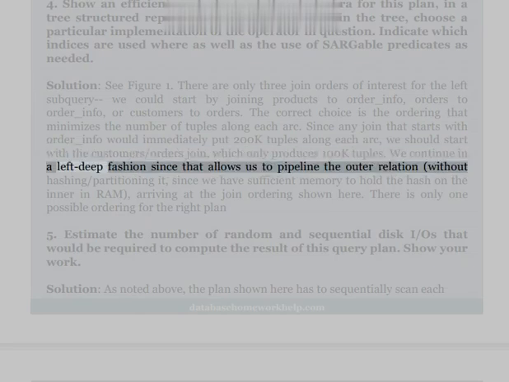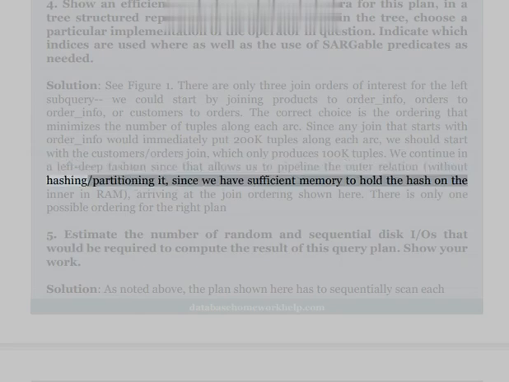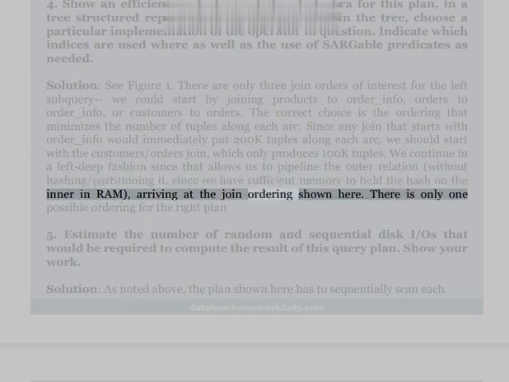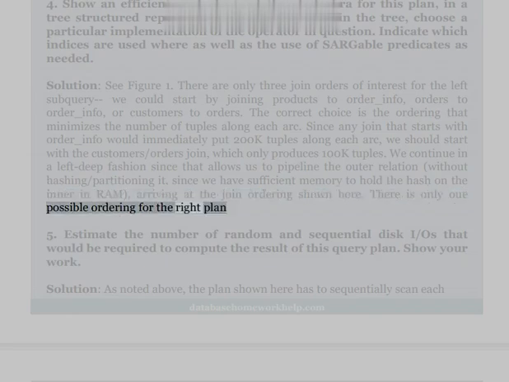We continue in a left deep fashion since that allows us to pipeline the outer relation, without hashing or partitioning it, since we have sufficient memory to hold the hash on the inner in RAM, arriving at the join ordering shown here. There is only one possible ordering for the right plan.